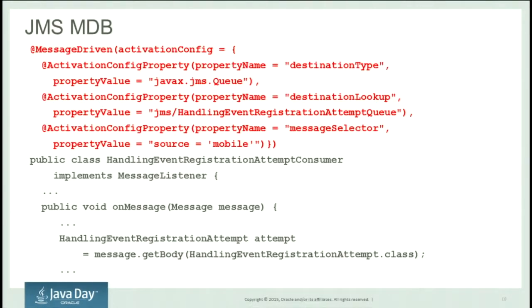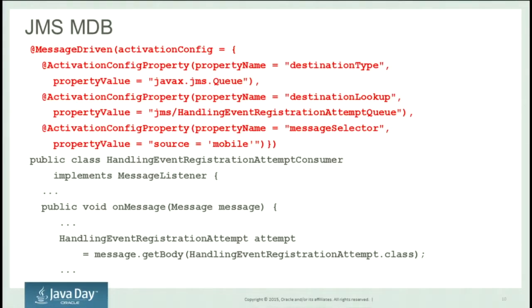In addition to that, I'm also applying a filter using a message selector. So I'm saying that I only want to receive events from a mobile source. It's a very, very powerful mechanism. And indeed, there's a lot of other things going on here.